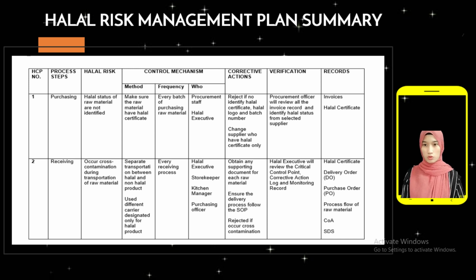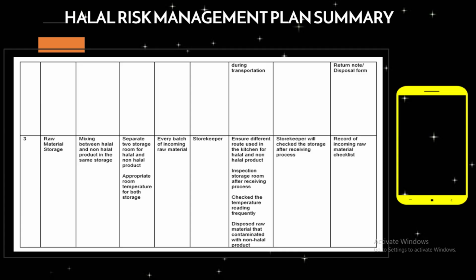Next, for the corrective action, we will obtain any supporting document for each raw material. Number 2, we will ensure the delivery process follows the SOP, which is the standard operation procedure, and then we also reject it if cross-contamination occurs during the transportation. Then, for the verification, the halal executive will review the critical control point, corrective action log, and also the monitoring record. For the record, we will check the halal certificate, delivery order, purchase order, process flow of raw material, certificate of analysis, safety data sheet, return note, or disposal form.